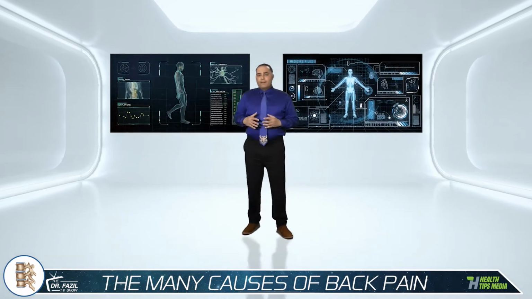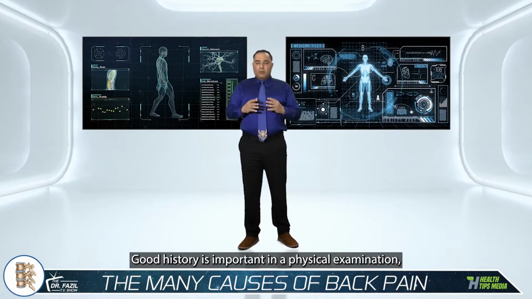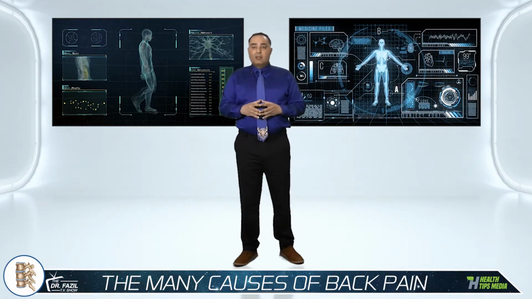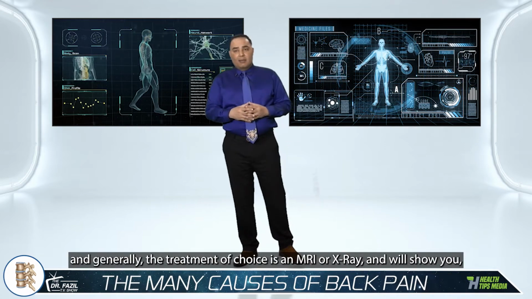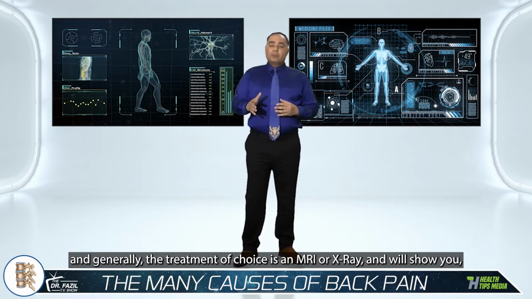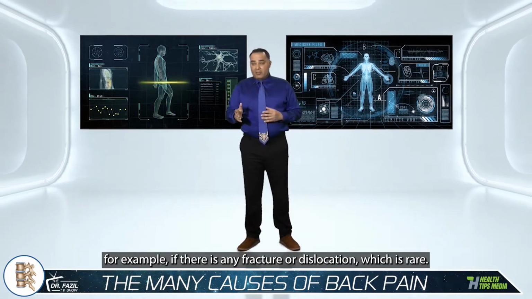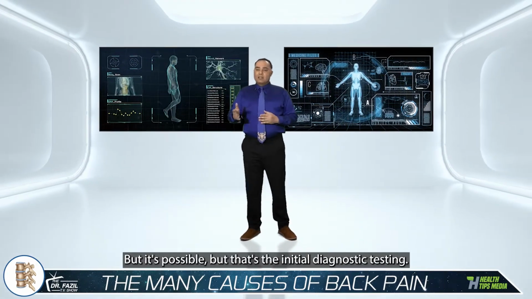So good history is important, physical examination, and generally the test of choice is MRI. X-ray will show you, for example, if there's any fracture or dislocation, which is rare, but it's possible. But that's the initial diagnostic testing.